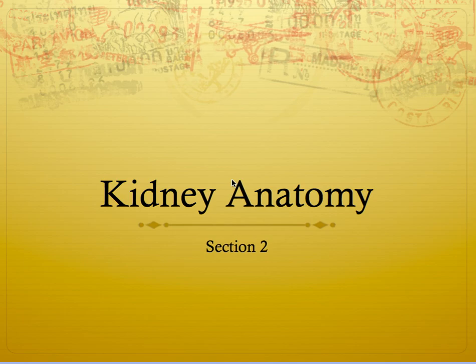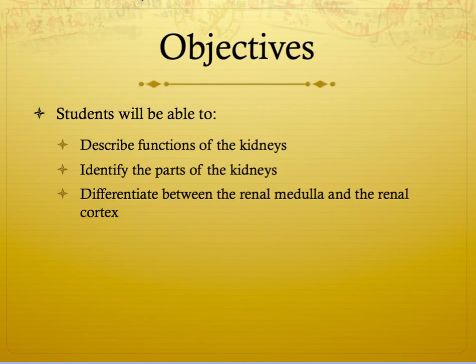Today we're looking at kidneys specifically, so we're going to talk about kidney anatomy. The goals today are for you to be able to describe functions of the kidney. They have numerous functions, the most important being urine production. We're going to talk about parts of the kidney, regions of the kidney, and then we'll talk about the medulla and the cortex of the kidney, which are the two main regions, and what they do and how they work.